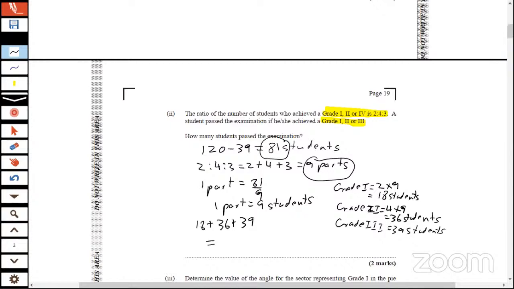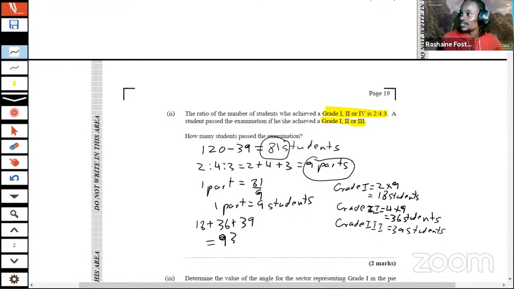93. 93 students. All right. But something doesn't seem right there. Is that it? All right, yeah, that's right. So 93 students.